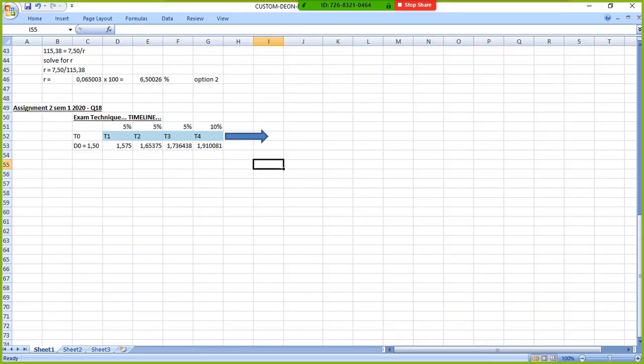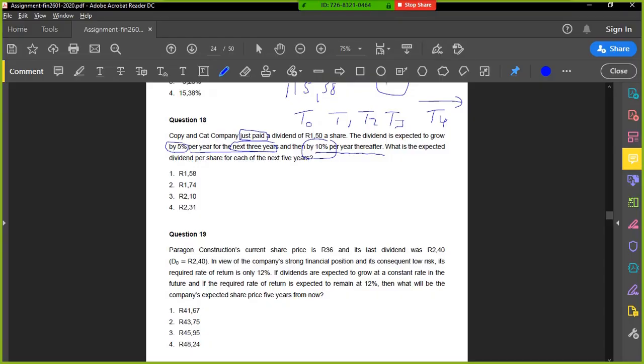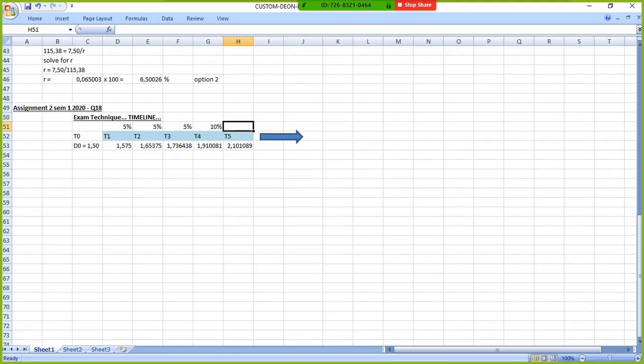Okay, so I just want to understand it correctly. What is the expected dividend for each of the next 5 years? Then you'd have to keep multiplying it and multiplying it and multiplying it. So 2 rand 10. That is an option, Option 3. Yeah. Okay.